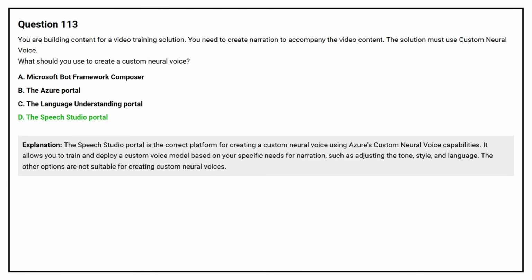The Speech Studio Portal is the correct platform for creating a custom neural voice using Azure's custom neural voice capabilities. It allows you to train and deploy a custom voice model based on your specific needs for narration, such as adjusting the tone, style, and language. The other options are not suitable for creating custom neural voices.